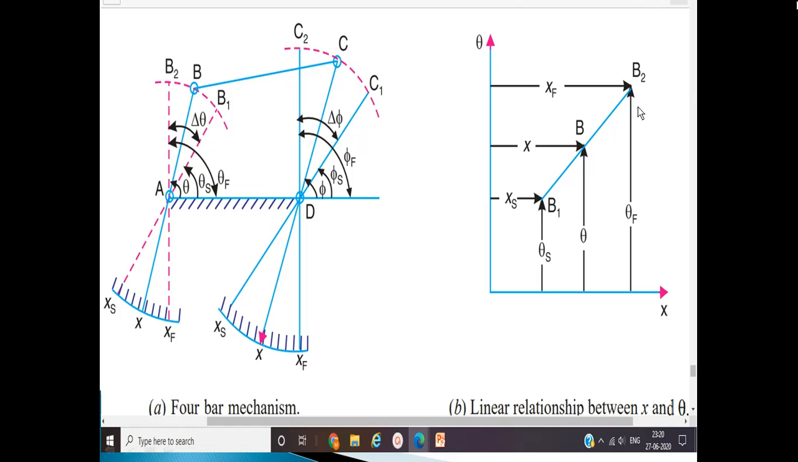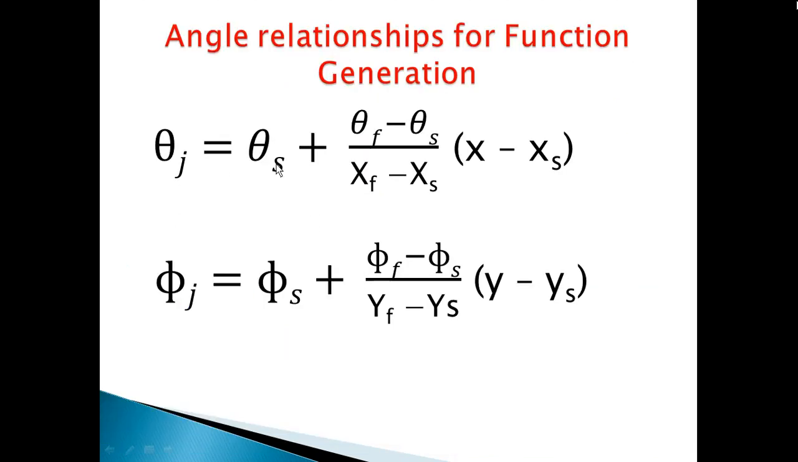And in between that, if I want to find out the precision point, that is x point, the input angle is theta. So this theta can be found out with the help of this formula. And similarly phi j can be found out with phi s plus (phi f minus phi s) upon (y f minus y s) into (y minus y s). Okay, these are the angular values which are supposed to be found out for the given input and output link.